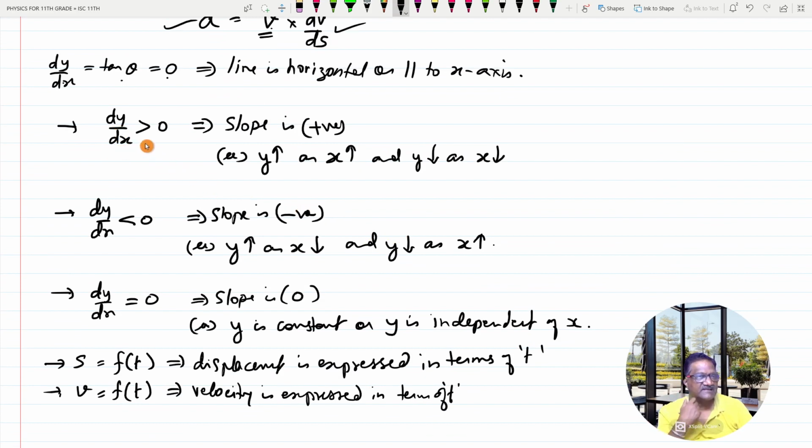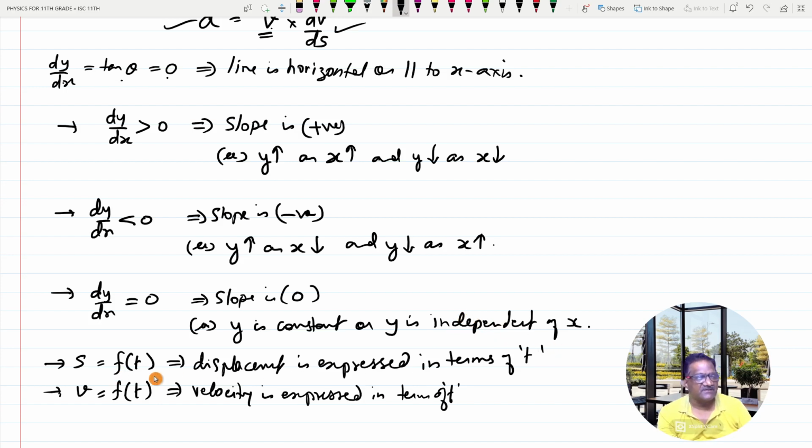Suppose dy by dx is greater than 0, that means the slope of that graph is positive, and that means when one quantity is increasing, the second is also increasing, or when one quantity is decreasing, the second is also decreasing. When the slope dy by dx is less than 0, we say that the slope is negative. The meaning of this is when y increases, x decreases, or when y decreases, x increases. When dy by dx is equal to 0, that means that the slope is 0. This means that y and x are independent of each other. Okay, so they are not dependent on each other.